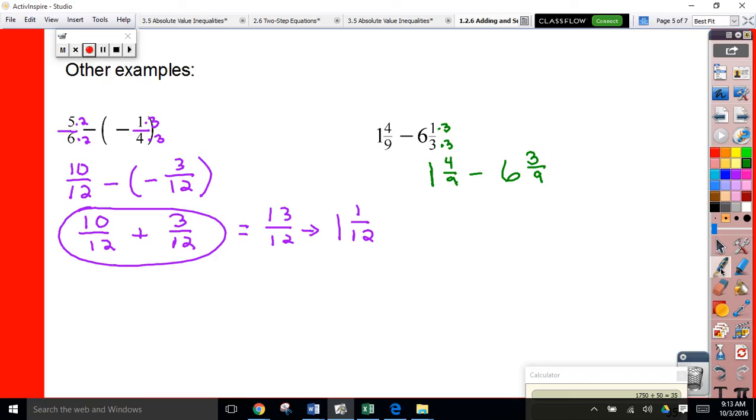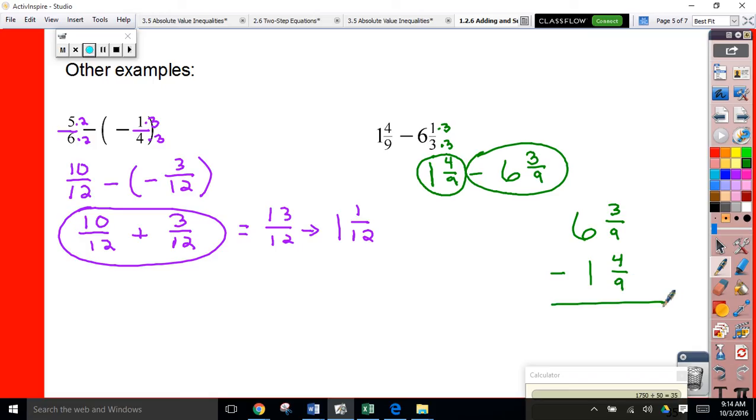Okay, our next step says use rules to decide whether to add or subtract. Kaylin, are the signs of those numbers the same or are they different? Different, good. We have nothing in front of this, so it's positive. We have minus in front of this, and having a minus sign in front is the same as having a negative sign in front. So they do have different signs. So we're going to subtract. I'm going to write this out with the 6 and 3/9 on top because 6 of something is bigger than 1 of something.